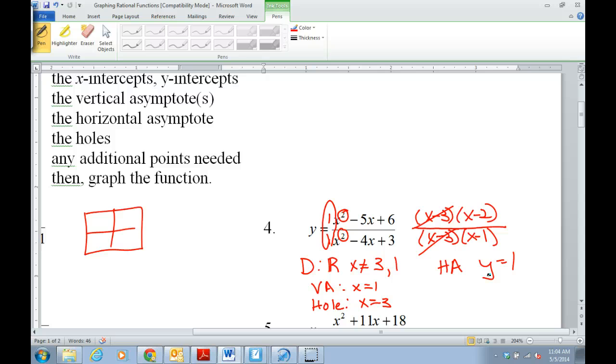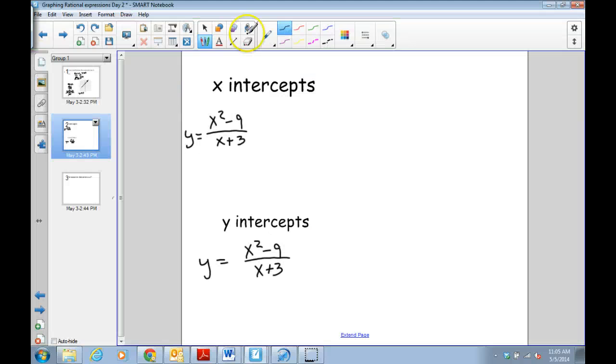So it has a vertical asymptote, it has a horizontal asymptote, it has a hole. How did you get the hole? The hole is the one that was canceled out. If nothing was canceled out, there is no hole. And actually, this one should be a minus, because that's from your note sheet, okay?